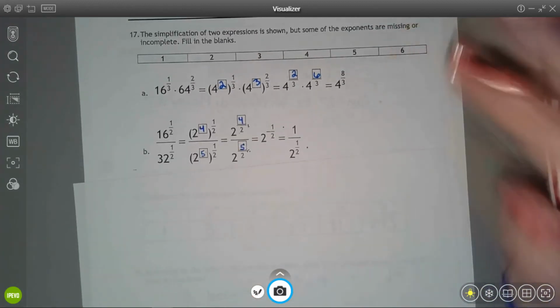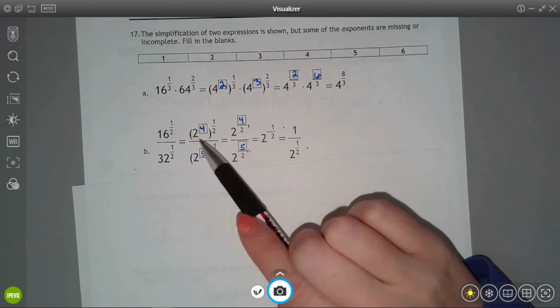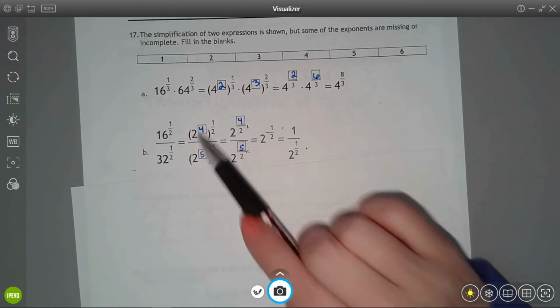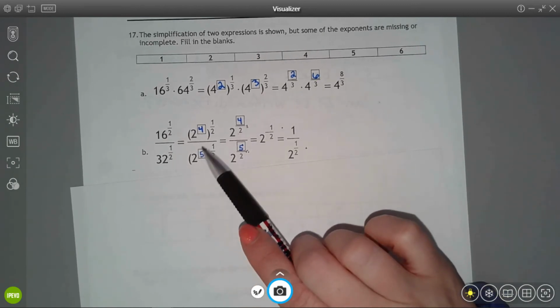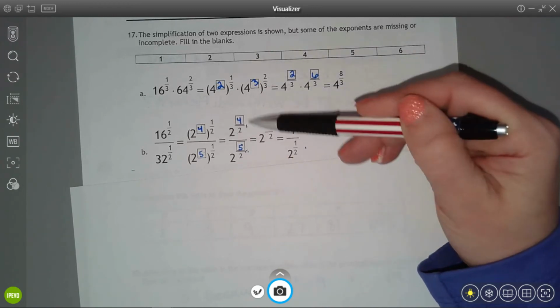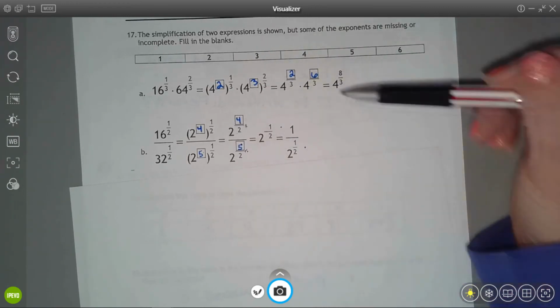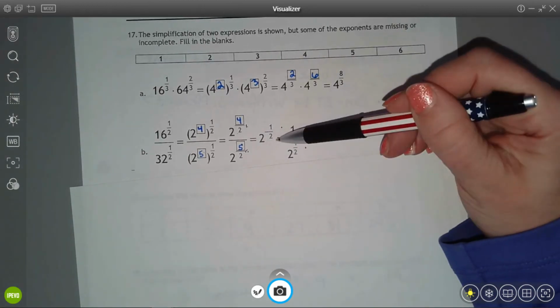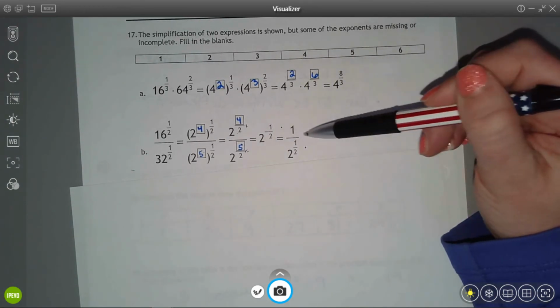Down here, 16 breaks down into 2 to the 4th. 32 breaks down into 2 to the 5th. So I'm going to go ahead and do my properties here. 4 times 1/2 is 4 halves. 5 times 1/2 is 5 halves. We're going to go ahead and subtract those. We get negative 1/2. Negatives go on the bottom.